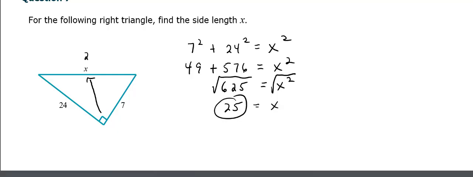And again, your answer should make sense. Remember, the hypotenuse is the longest side, so it's larger than 24 and 7, so my answer makes sense.